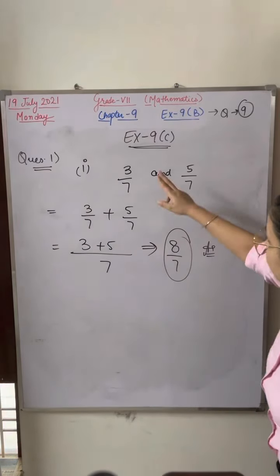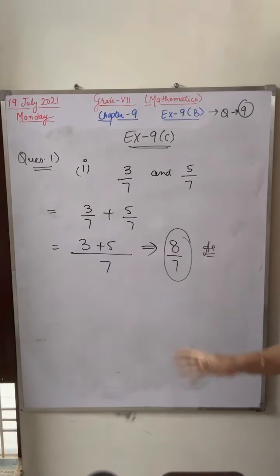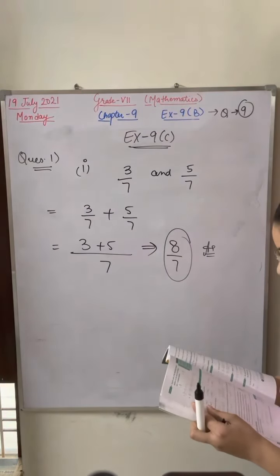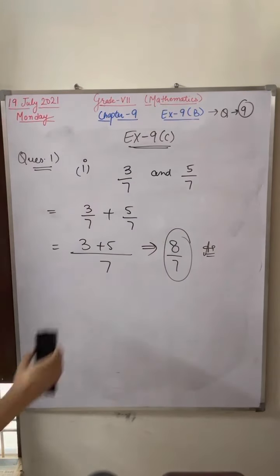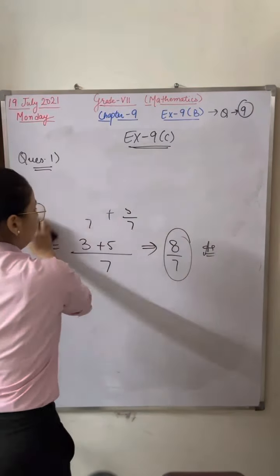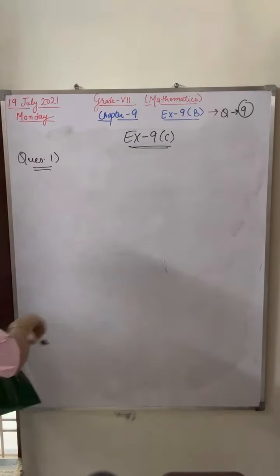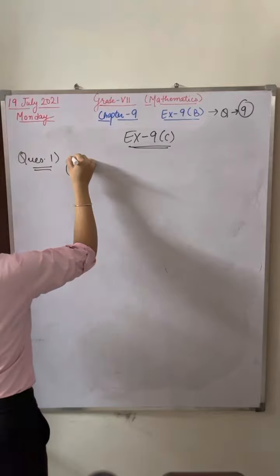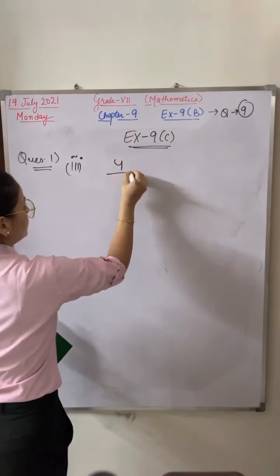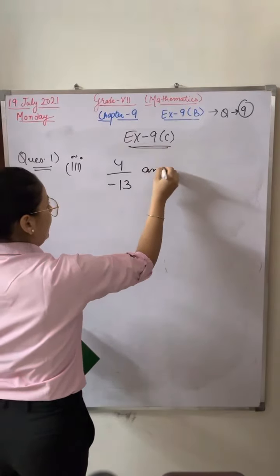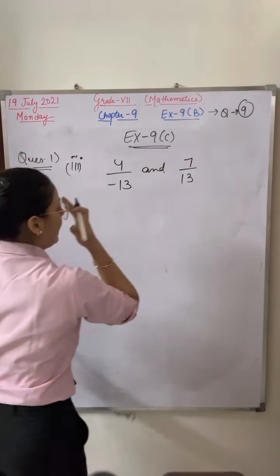Now, 3 by 7 and 5 by 7, you have to add. So simply you can add it. In the same way, suppose the question is the third part. I'll not solve all the parts of this question. These are very, very easy. Please tell me the answer of the third part: 4 upon minus 13 and 7 upon 13. You have to add these two.